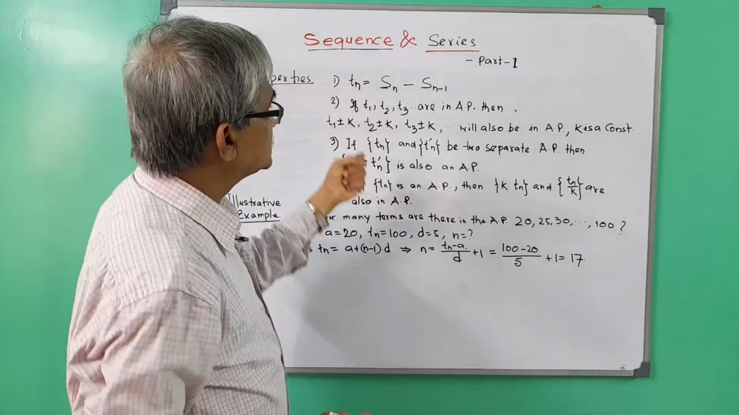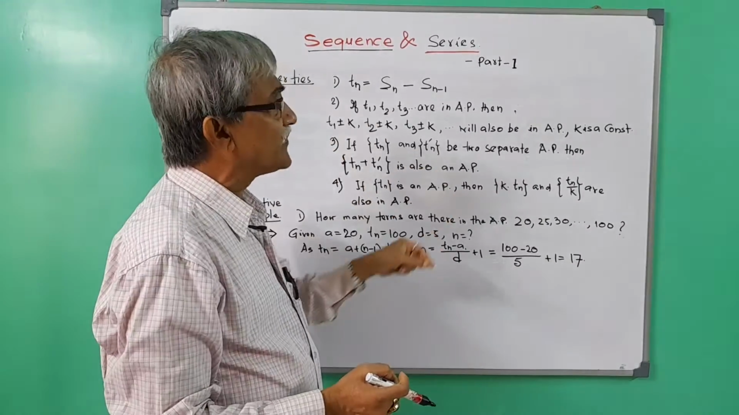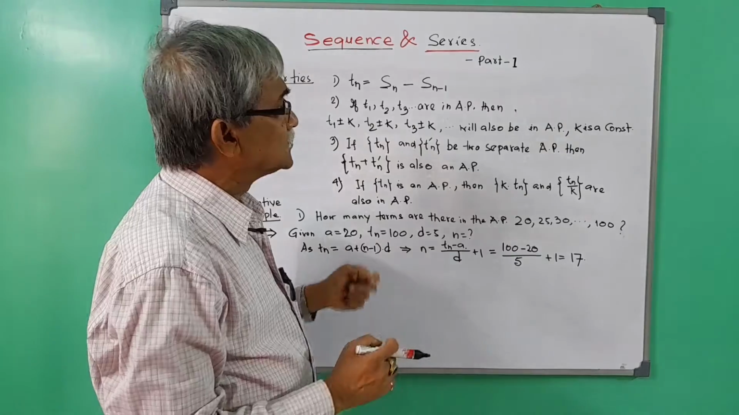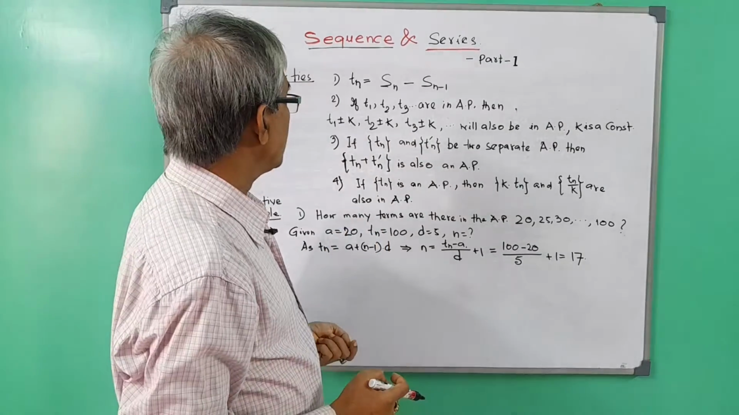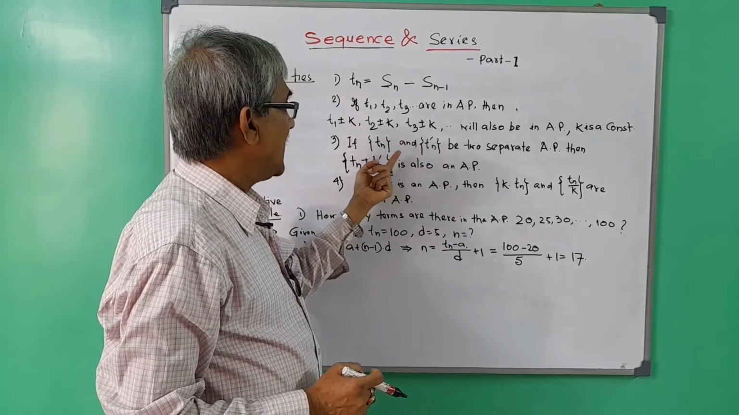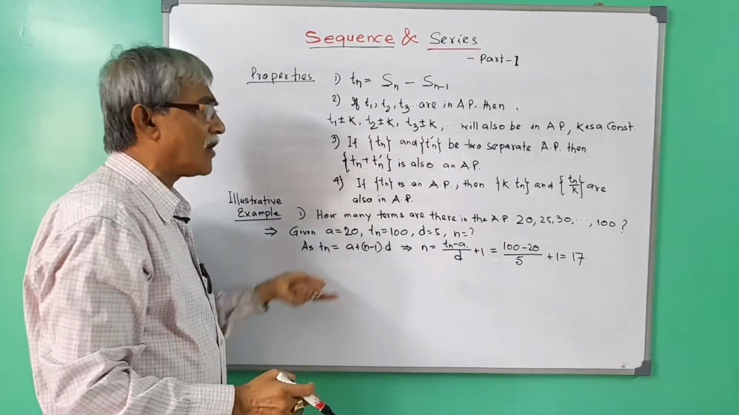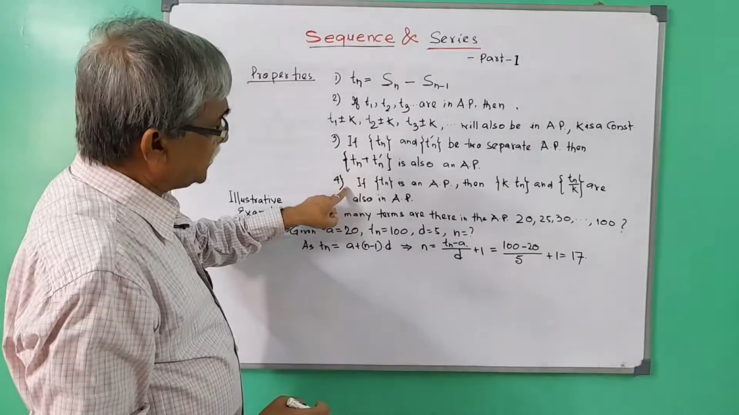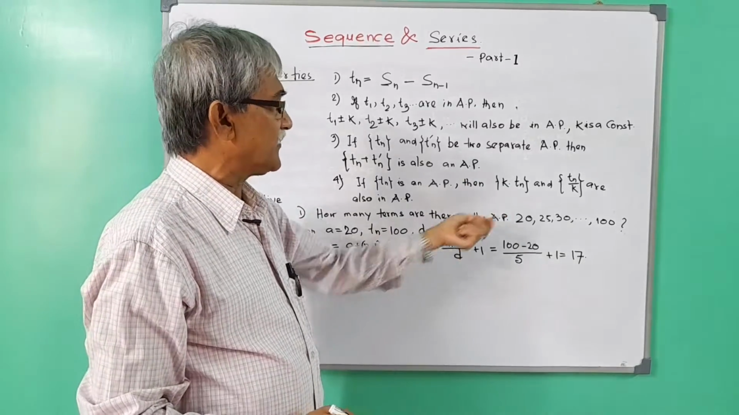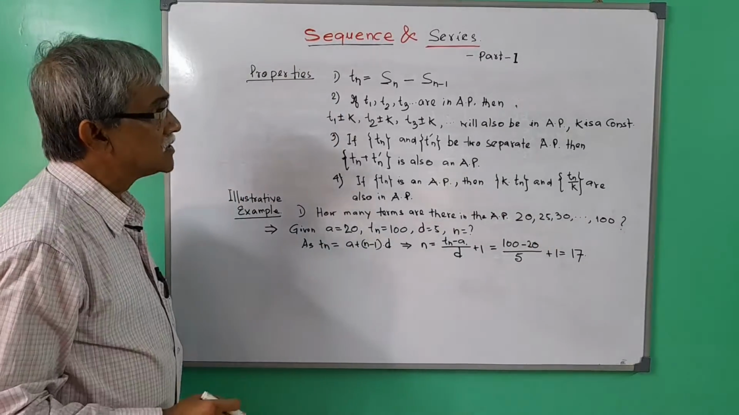Now the second property: if T1, T2, T3 are in AP, then T1 plus or minus k, that is you can add k or subtract k, T2 plus or minus k, T3 plus or minus k, dot dot dot, will also be an AP, where k is a constant. Third property: if Tn is an AP and Tn dash is another AP, then the sum of these two APs, Tn plus Tn dash, is also an AP. Fourth property: if Tn is an AP, then k into Tn, that is each term multiplied by the constant k, and Tn by k are also in AP. Okay.